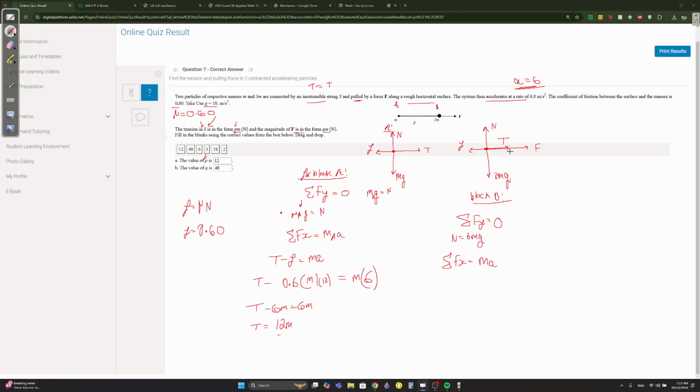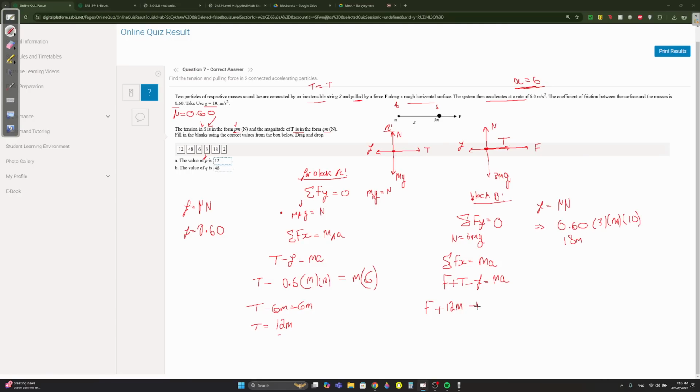So what's my sigma Fx? F plus T minus F is equal to the mass times acceleration. Substitute. T is 12m minus F. We don't know how much the friction is, but we know that friction is equal to mu N. What is mu? It's 0.6 from the question. N, what's it equal to? 3mg. What's g? 10. So 6, 18. So you're going to get 18m.